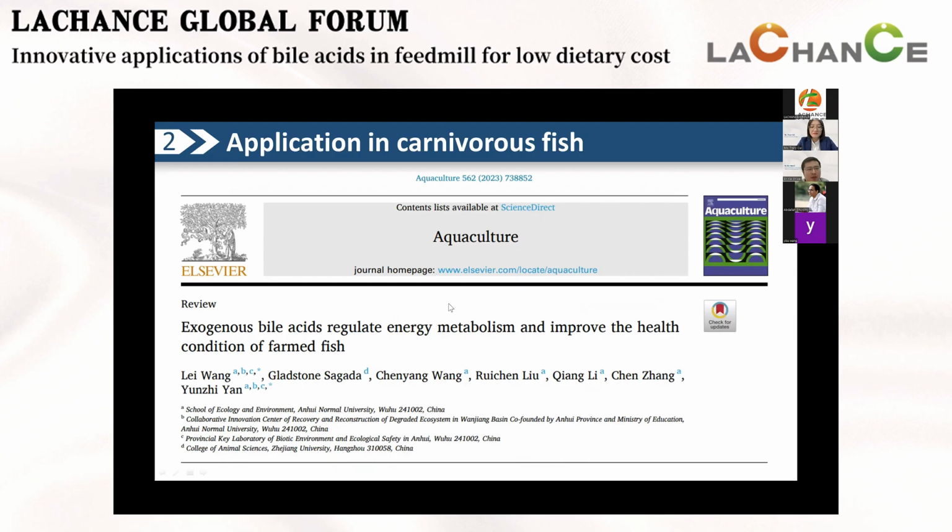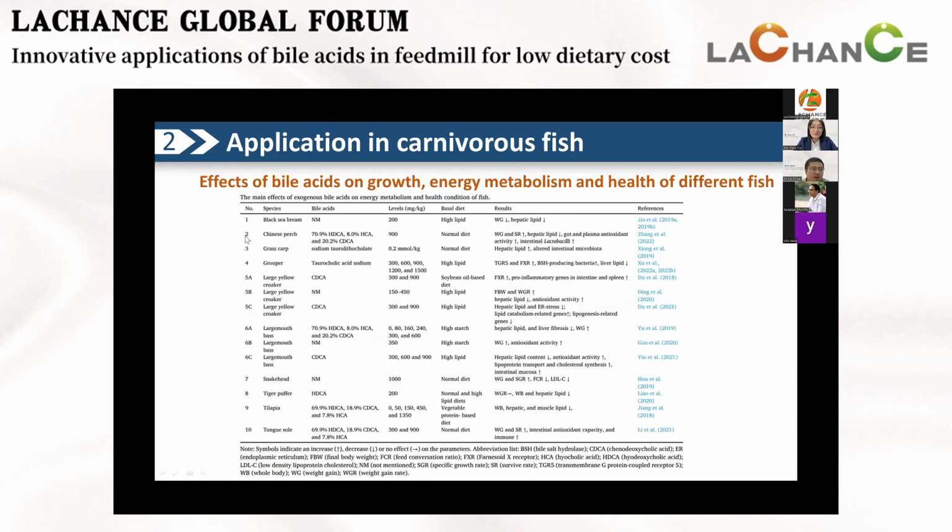Here is a review published last year. In this review, we can see the application of bile acids in fish diets, which can regulate lipid metabolism and improve the health condition of fish. In this figure, we can see that there are many kinds of fish, such as the grouper, the largemouth bass, and the tilapia. Many kinds of fish have had bile acids applied in their diet.